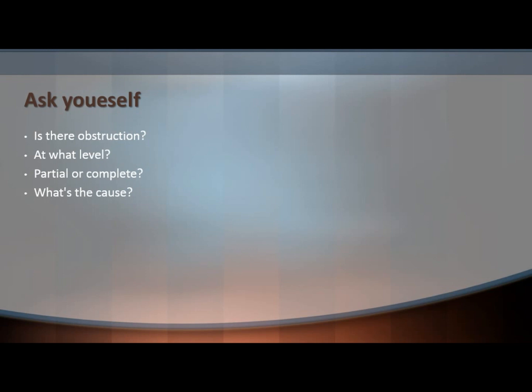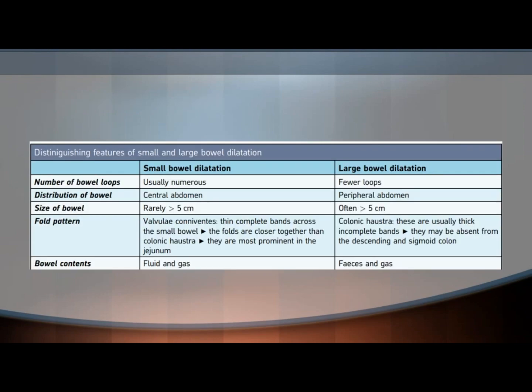Whenever you suspect a case that there may be obstruction, you should ask yourself, is there obstruction? So if yes, at what level is the obstruction? Is it complete obstruction or is it partial? Because the management differs. And lastly, what's causing that obstruction in order to have the diagnosis?